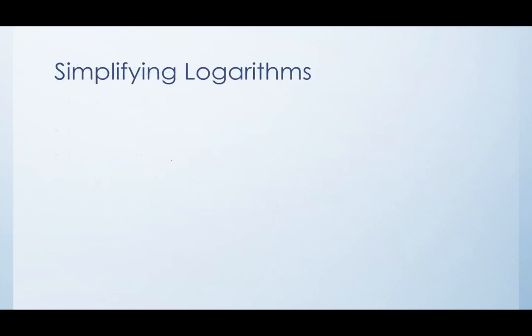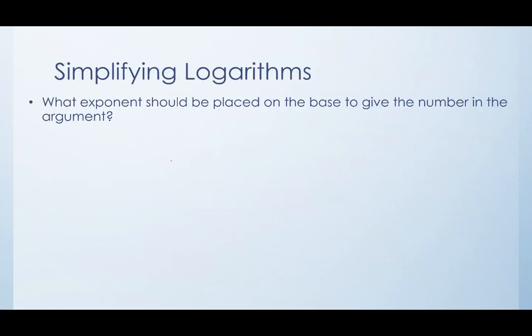So, all right, when we want to simplify a log, we're thinking about what exponent should be placed on the base to give the number in the argument, right? That's what a log is all about. So here, what's the log base 5 of 5 to the negative 3? We're going to say 5 to the what equals 5 to the negative 3? And we can just look at that one and say, well, obviously the bases are the same, so the powers have to be the same.